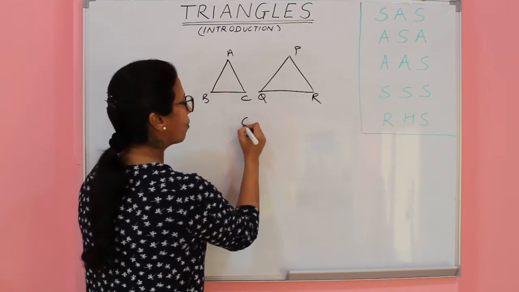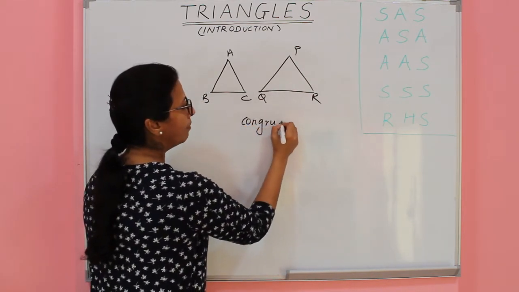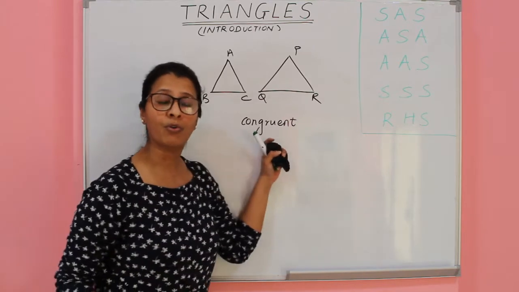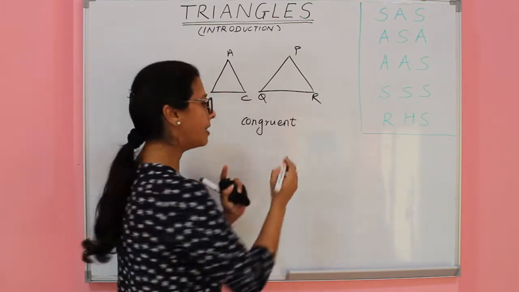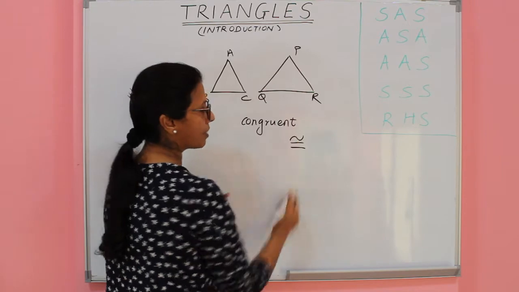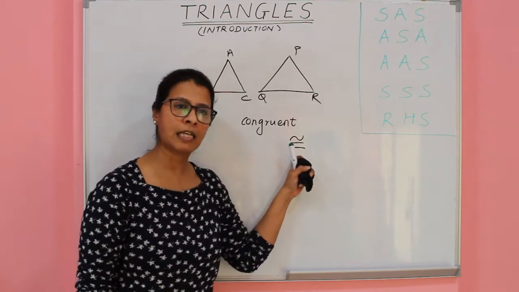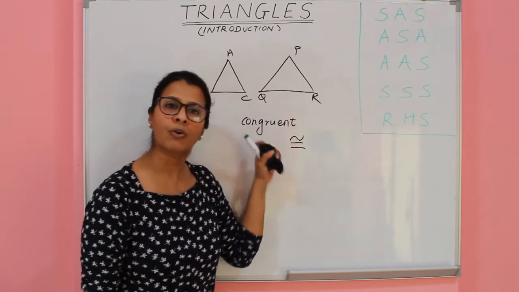The word used is congruent. We do not say equal, we use the word congruent when it exactly matches. And the symbol used is an equal to sign with this thing. So this is a sign for congruency. The word used is congruent.